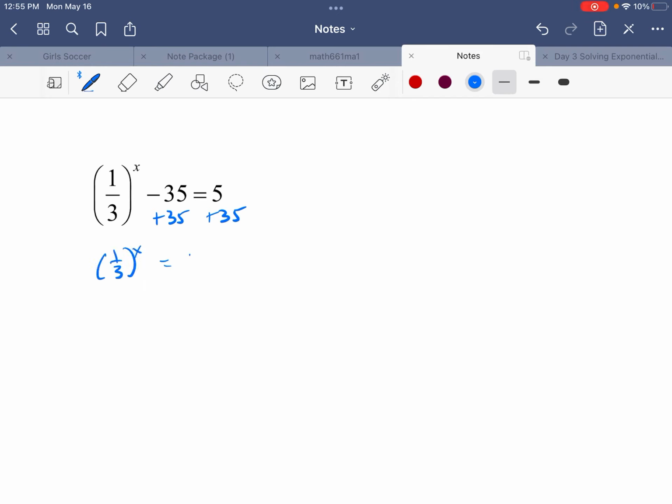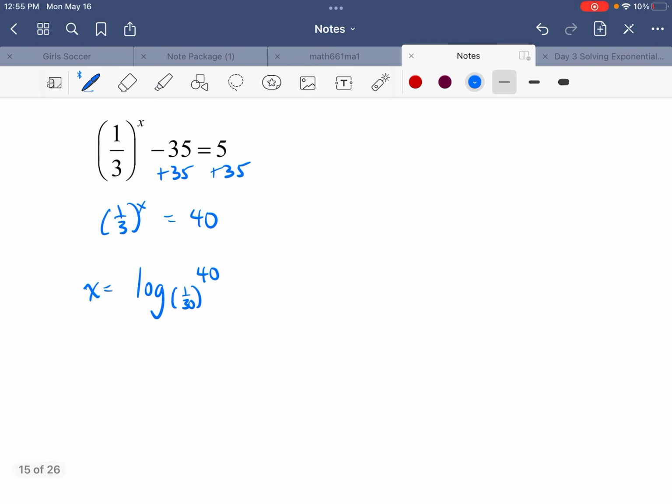1/3 x is equal to 40. So we get x is equal to log base 1/30 of 40. So x is equal to log 40 divided by log 1/30th. So x in this case equals negative 3.36 as a rounded value.